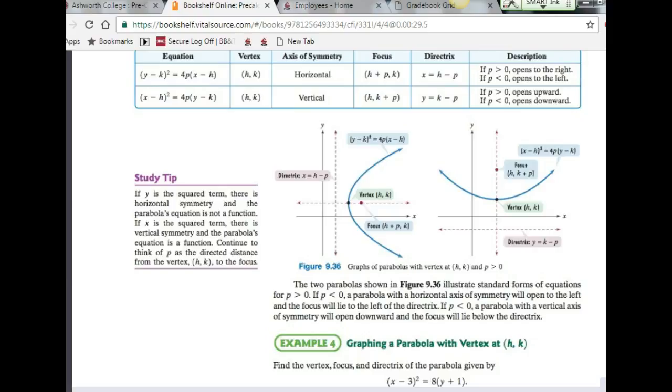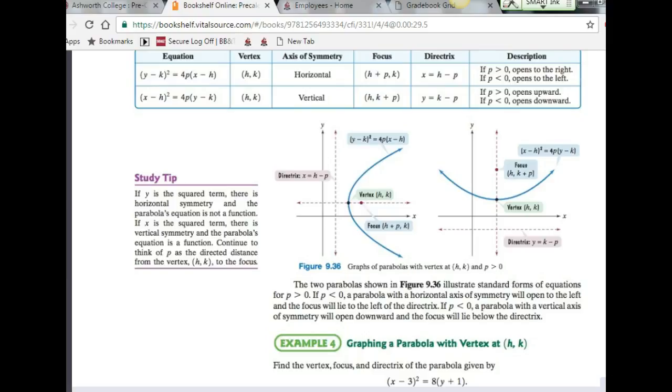However, let's move on. Once we know that, if you take the opposite of what's in the two parentheses, that will help you find the vertex of your parabola for either one of them. Now, we've already talked about horizontal and vertical.